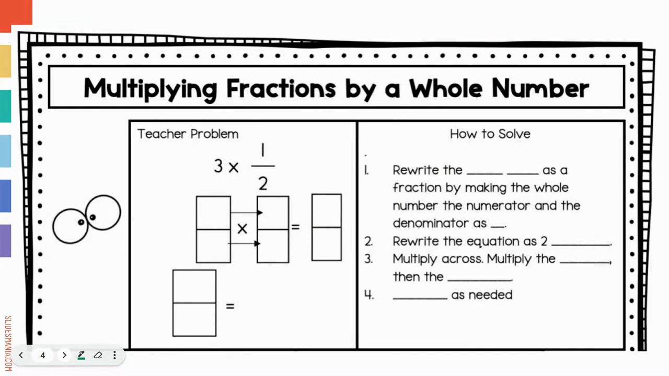So we are going to begin with multiplying fractions by a whole number. So the first thing you want to do when you multiply a fraction and a whole number together is we want to rewrite the whole number as a fraction by making the whole number the numerator and the denominator as 1. So we want to write the whole number, and then down here we're going to put 1. And then we rewrite the equations as two fractions.